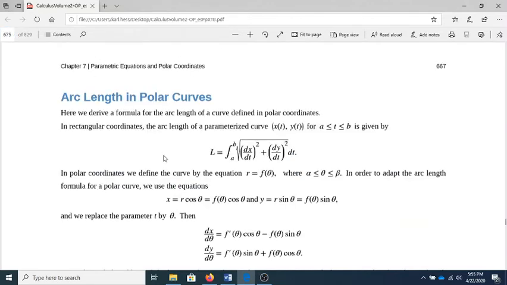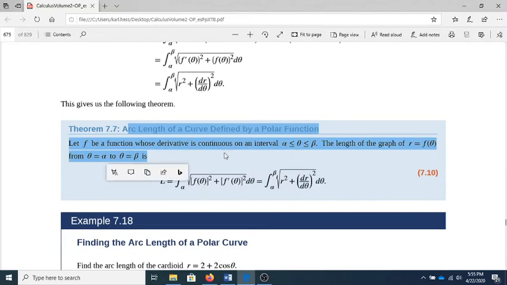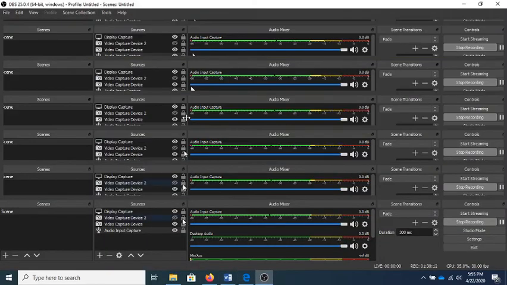Arc length and polar curves. That looks like what we want. Aha, so here it is right here. The setup is basically whatever r is as a function of theta squared plus whatever its derivative with respect to theta is squared, added together, put inside a square root, you integrate that, you've got yourself an arc length. Okay, well, let's go back and apply that.